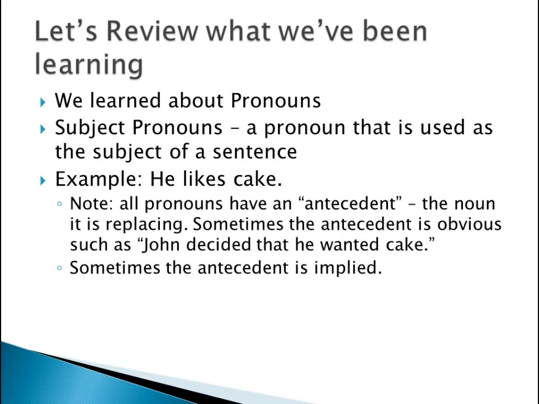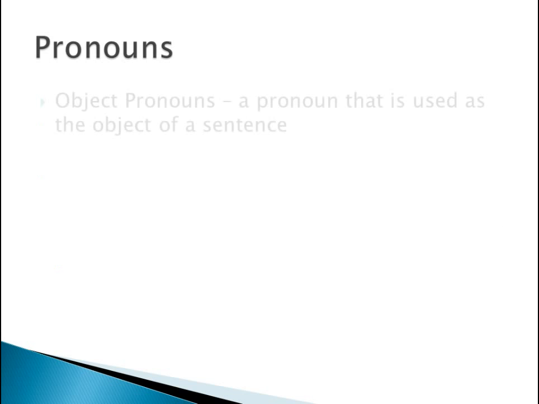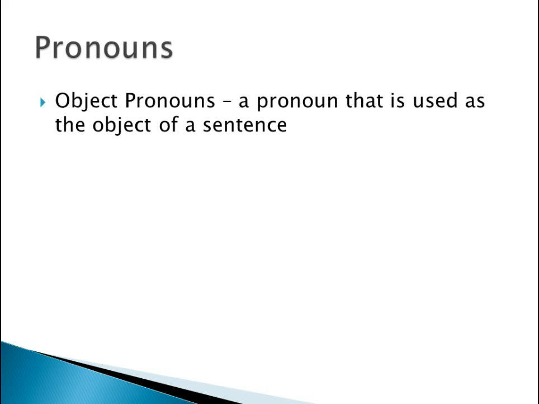Sometimes the antecedent is implied, such as the example, he likes cake. We don't really know who he is, we just know that he likes cake. If I had written that sentence in a paragraph, I probably would have referred the person's name somewhere in the paragraph, so you would know. The antecedent doesn't have to be in the same sentence, but it usually is somewhere in the same paragraph, unless it's simply implied and it's by itself. Pronouns also take the form of objects.